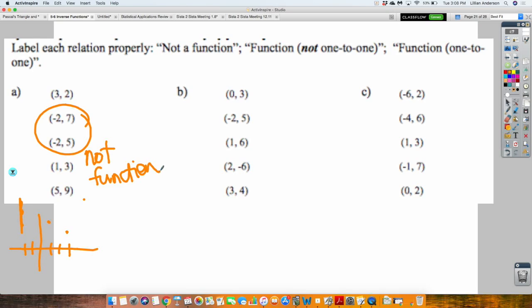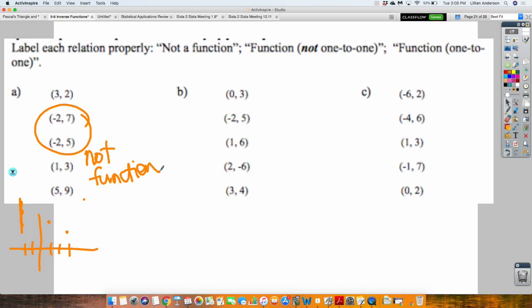If it's not a function, then there's no way that it can be one-to-one. It has to be a function in order for it to potentially be one-to-one. So if the x's are the same, then it's not a function. Okay. No, it's not a function, which means it can't be one-to-one either. In order for it to be one-to-one, it has to be a function.